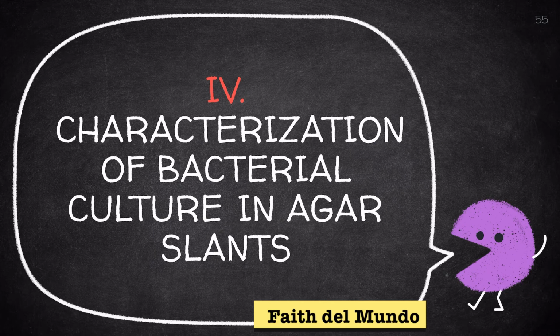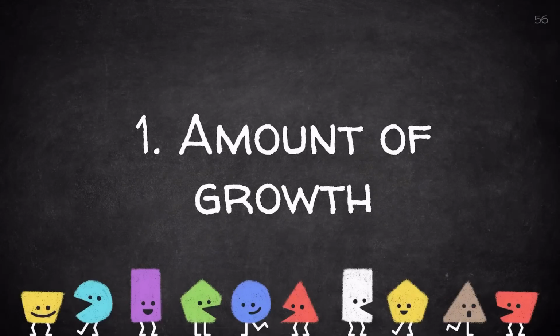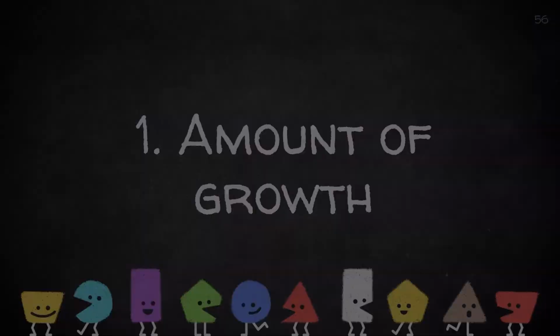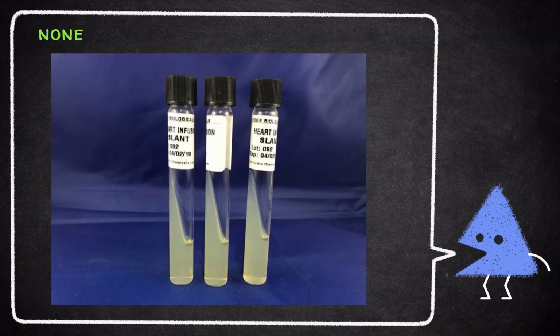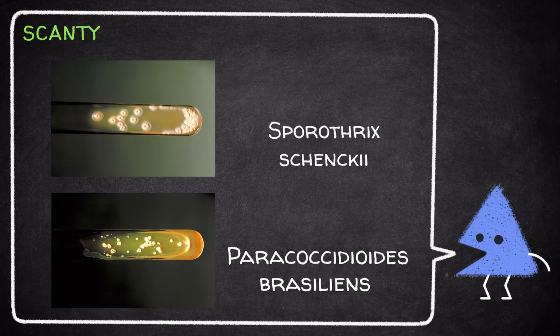Characterization of bacterial culture in agar slants. Amount of growth. The first one is none. This can result if the source culture is dead or if the correct medium or growth conditions for the strain weren't given. Next is scanty. It is a minimal or small amount of growth.